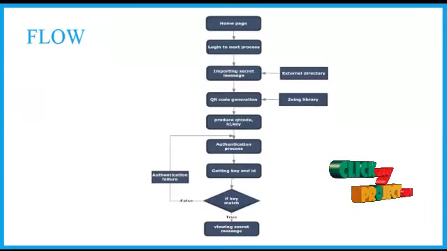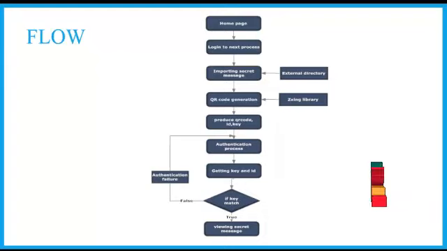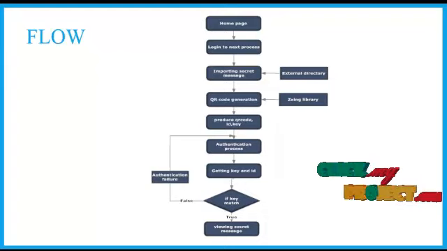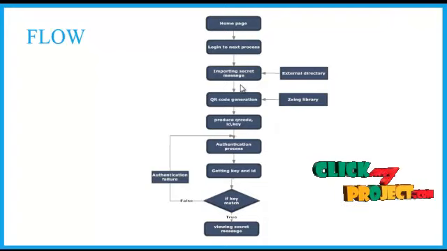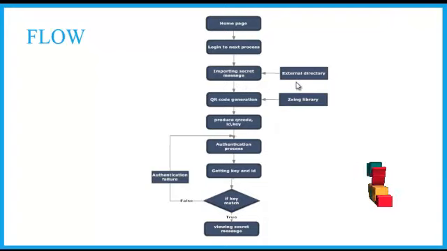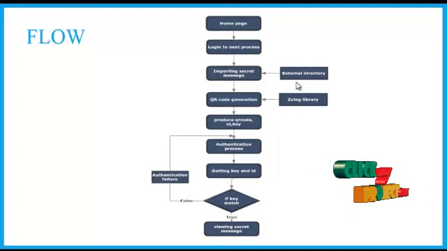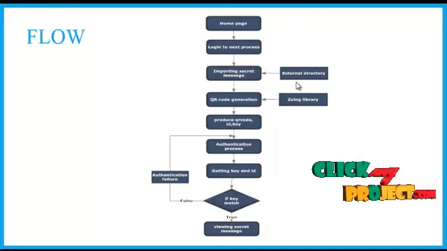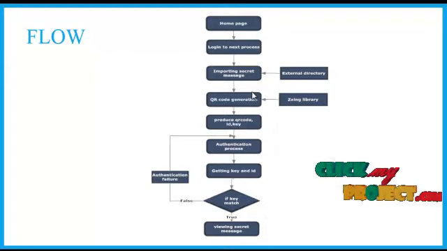Let us see the flow of our project. In our project, we first implement the home page. The home page contains login and registration phases. In the login phase, we log in to the next process. In the next process, it shows importing the secret message, which we get from the external directory. When we click on importing the secret message, it will display our secret message which we already stored in that external directory. Now there are two buttons, one for QR code generation and one for a QR code reader.